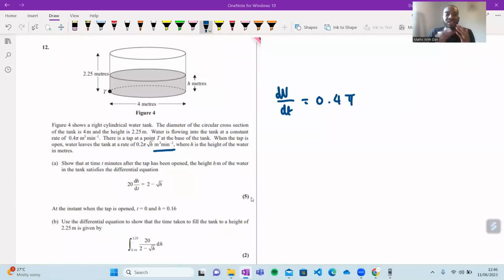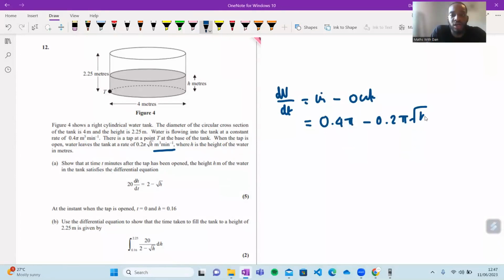Exactly. We take the difference between them. Thank you very much, Ethan. So from that, we can say dV dt is the water going in minus the water going out. That will give you the overall rate of change. The water going in was the first part, 0.4 pi, and then minus that part there, 0.2 pi root h. So this is dV dt.